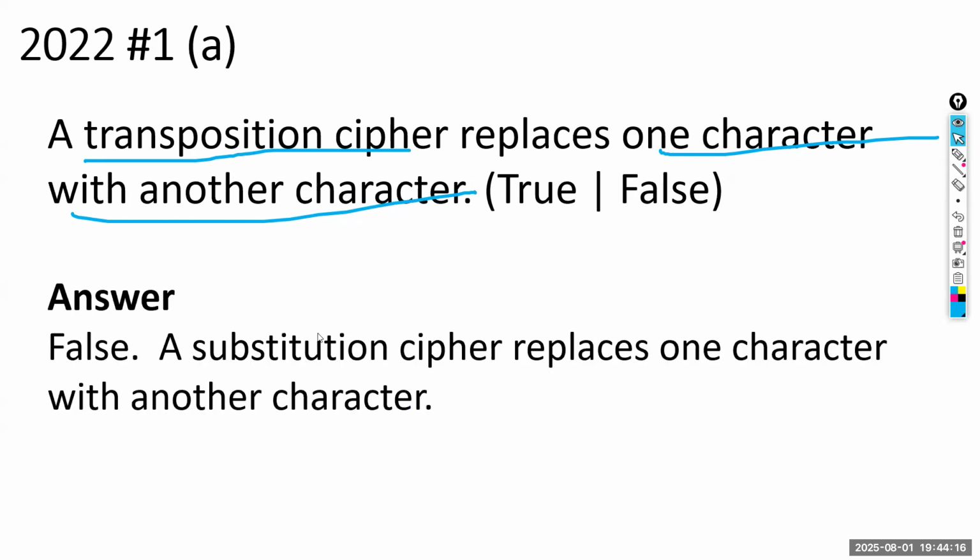Substitution cipher replaces one character with another character, or one block of characters. But because the question uses character, the answer also uses character. So if I go to the exams, I will explain what is transposition cipher also. Then I will say whereas the transposition cipher changes the position of the characters or blocks. That is called diffusion.